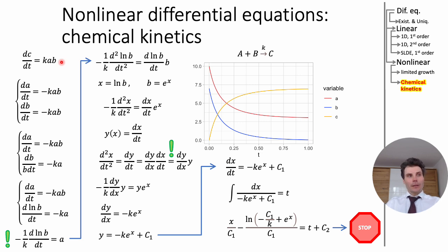But still, I find it valuable to discuss this example with you, because first of all, it contains two valuable tricks: the trick of using the logarithmic derivative and the trick of substituting dx over dt with y of x. It's important and useful to remember. And also because this is already a great simplification of the original system, honestly speaking.